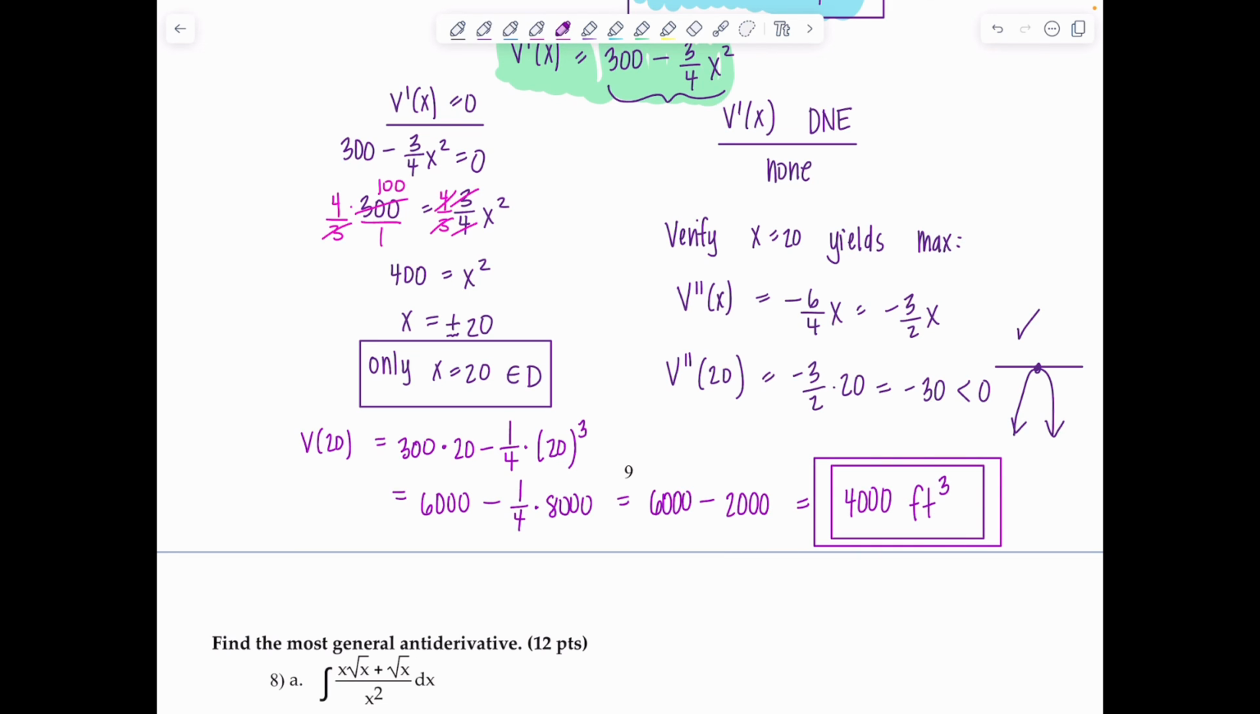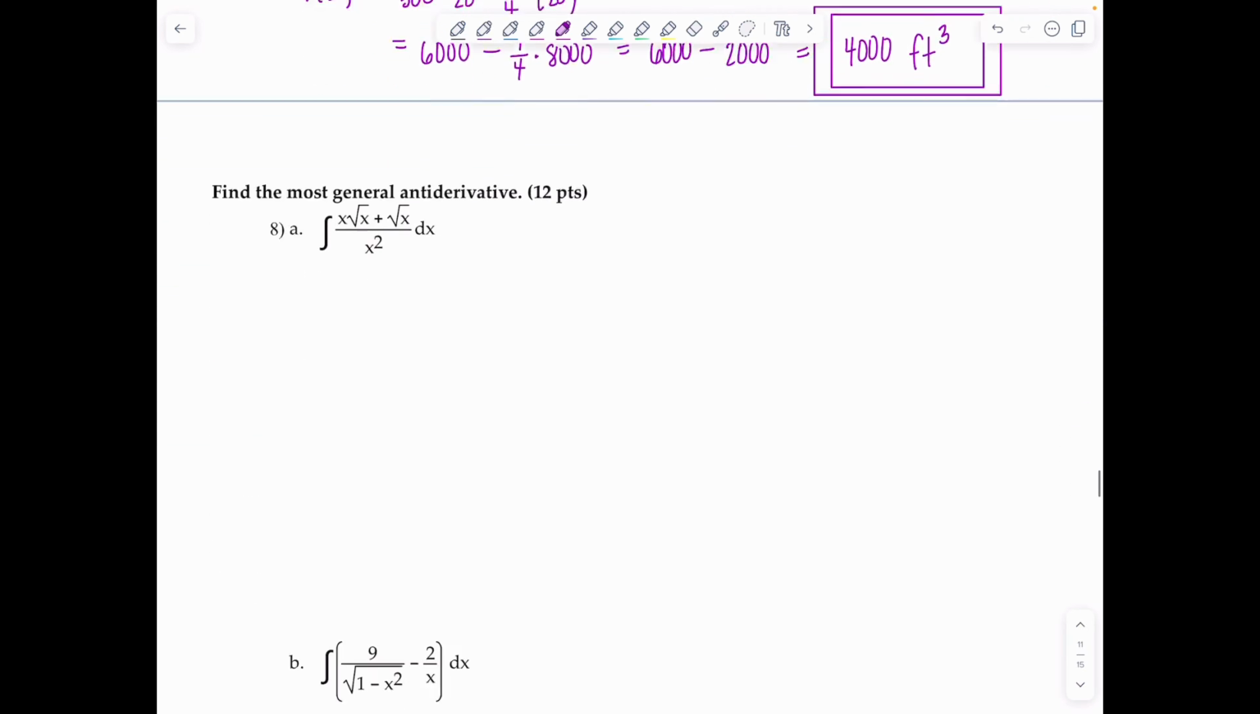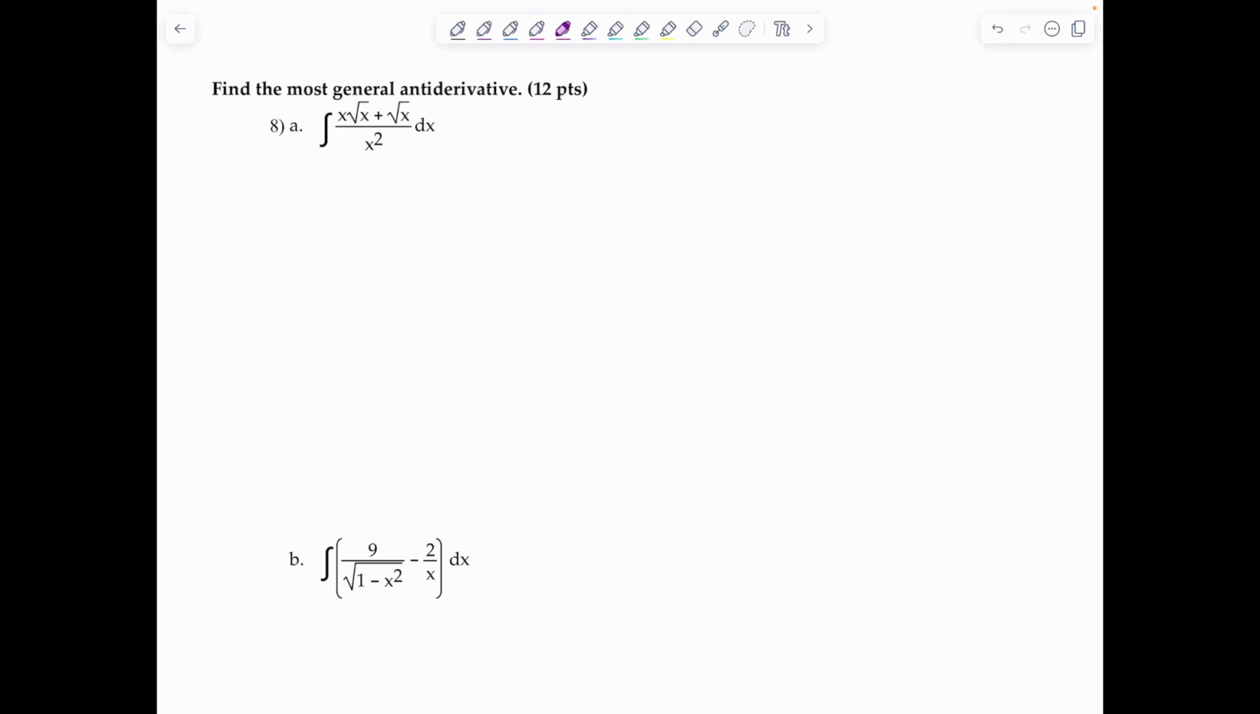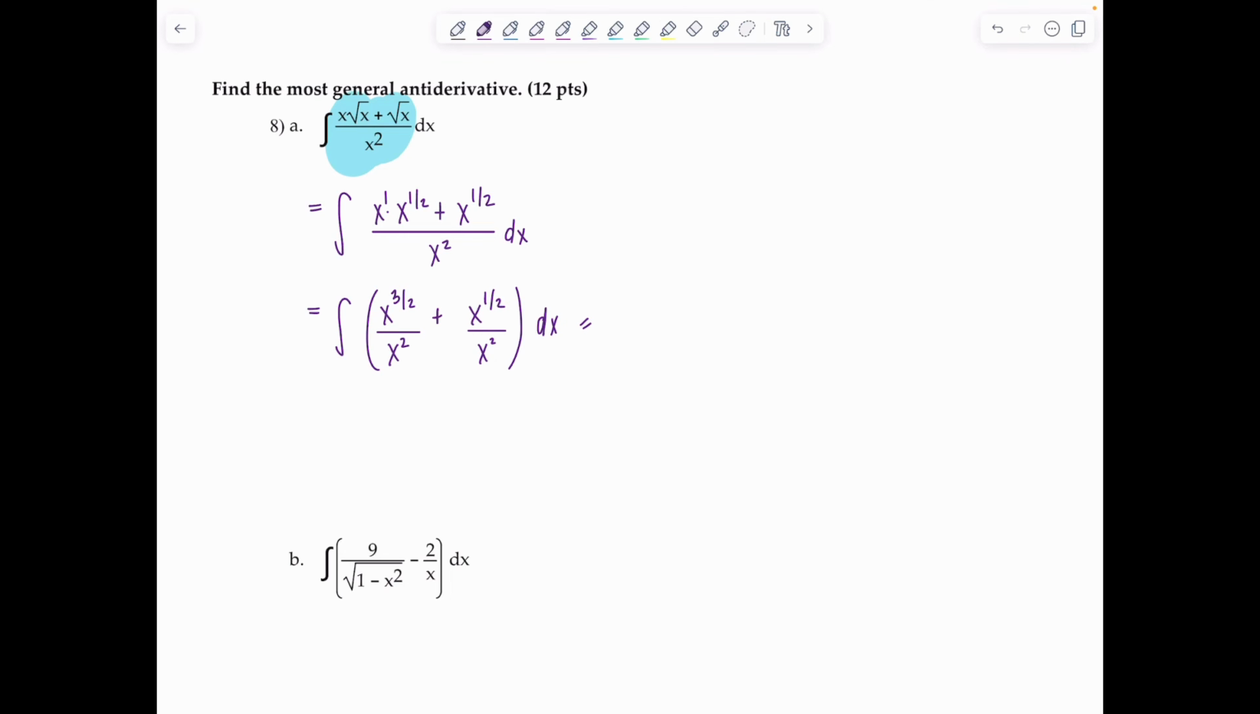Okay, rest of the test has to do with antiderivatives. So 8a, find the most general antiderivative. We have antiderivative of x rad x plus rad x over x squared. So I need to rewrite this expression here so I can just go ahead term by term and compute the antiderivatives. So I'm going to rewrite this as x times x to the 1/2 plus x to the 1/2 over x squared dx. And let's see, this is going to be, remember, this is x to the first, so we can add those exponents, x to the 3/2 plus x to the 1/2, and then I'm going to split each of the terms in the numerator over the x squared down there, so we can simplify further before taking the antiderivative.